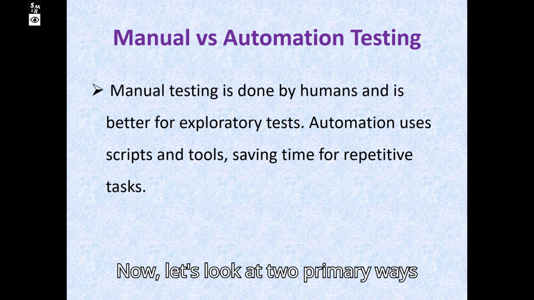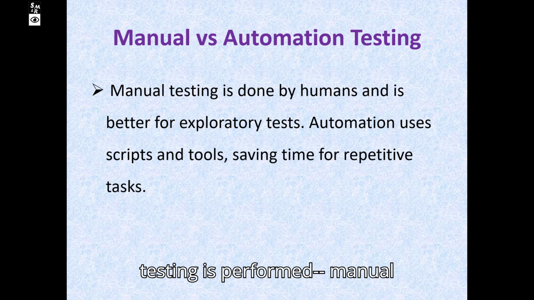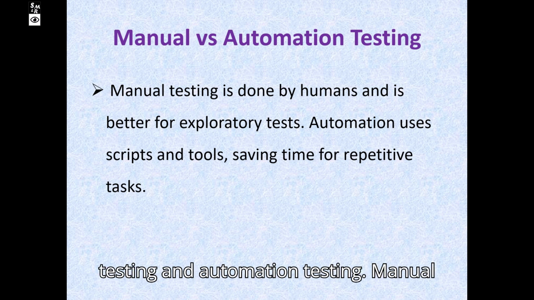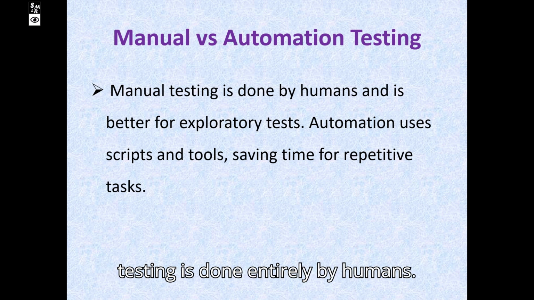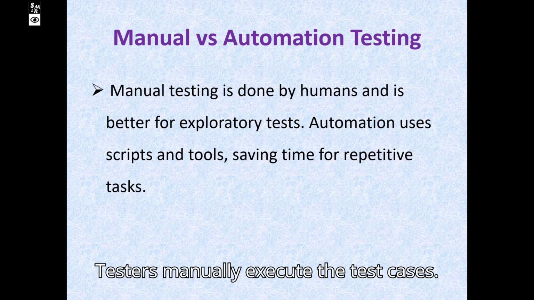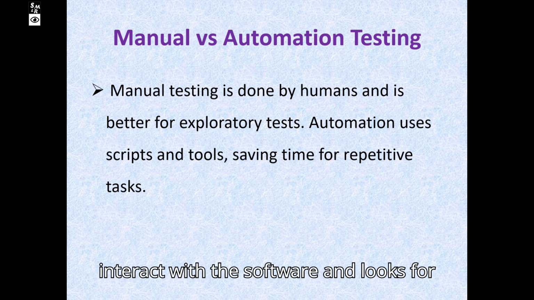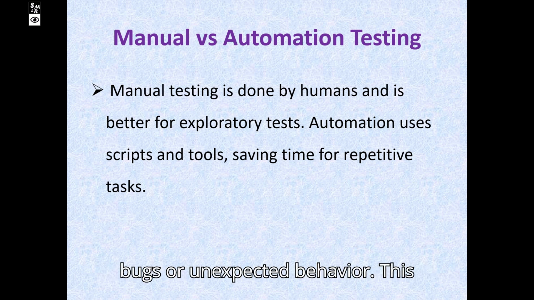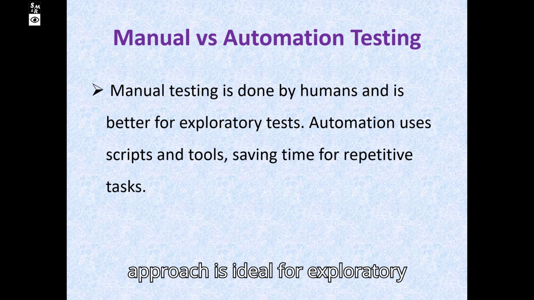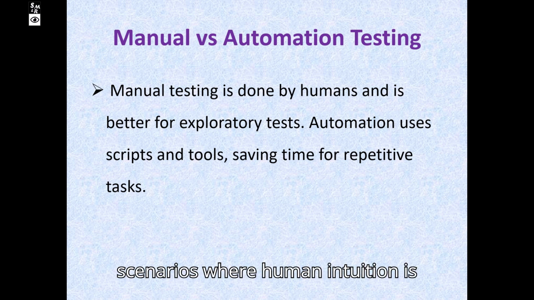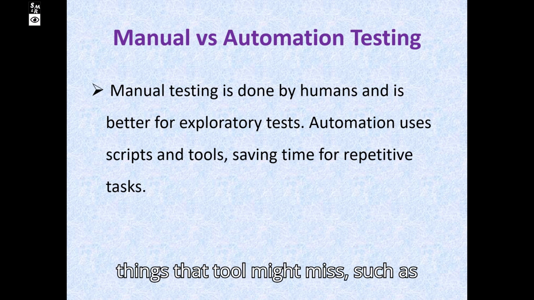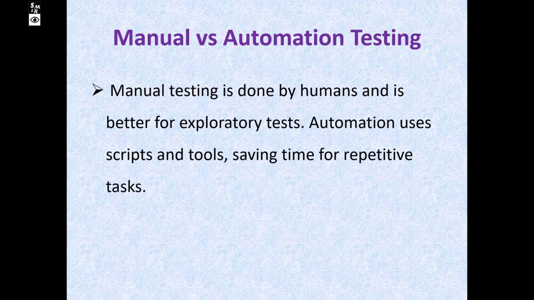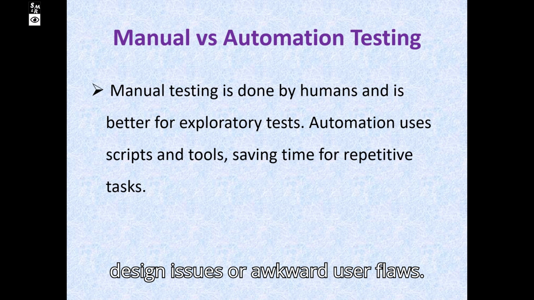Now let's look at two primary ways testing is performed: manual testing and automation testing. Manual testing is done entirely by humans. Testers manually execute the test cases, interact with the software, and look for bugs or unexpected behavior. This approach is ideal for exploratory testing, user interface testing, and scenarios where human intuition is valuable. It allows testers to catch things that tools might miss, such as design issues or awkward user flows.